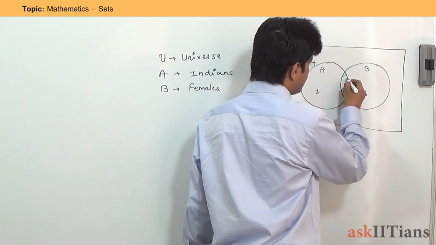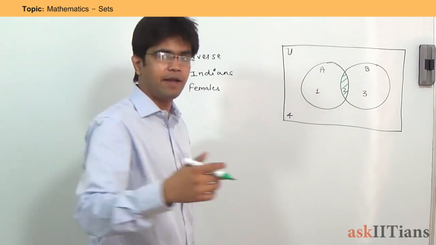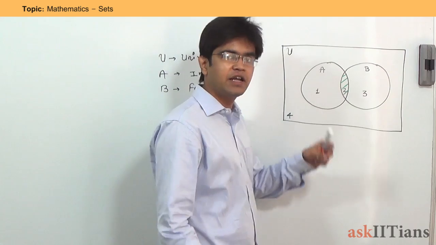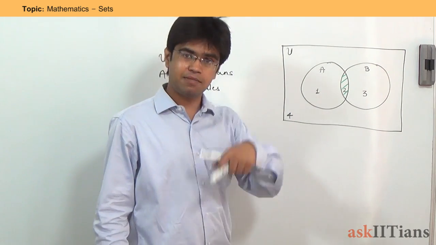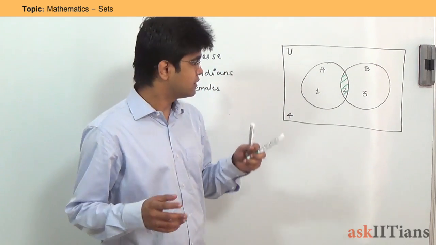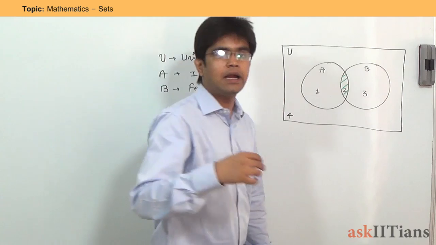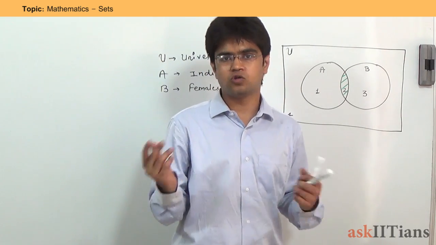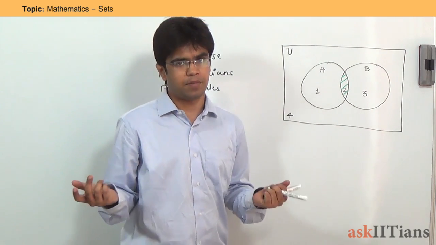This common part is all those things that are in set 1 as well as in set 2. Suppose there is a girl who is living in India, so she is a part of set A, and at the same time she is a part of set B. So that means that there is something common in A and B. It can also be the case that there is nothing common between set A and set B. That can also happen.